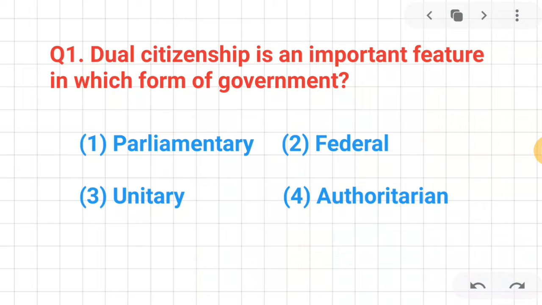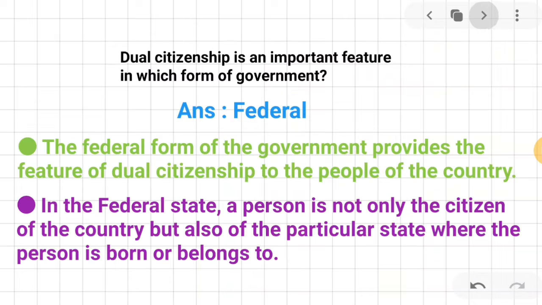Question number 1. Dual citizenship is an important feature in which form of government? The options are here, I read them. Parliamentary government, federal government, authoritarian government, or unitary government. The correct answer is federal government.